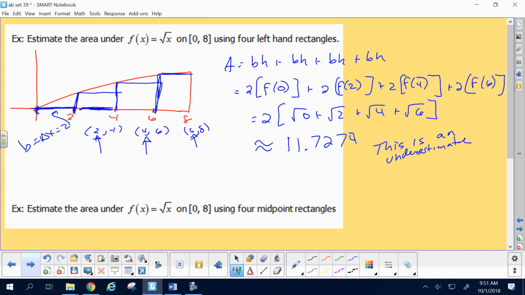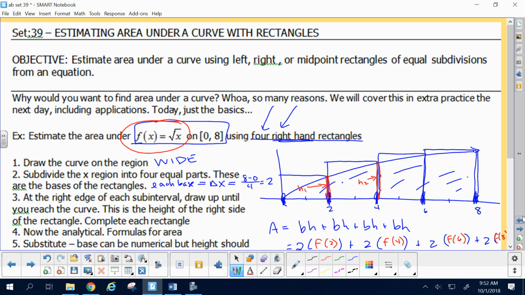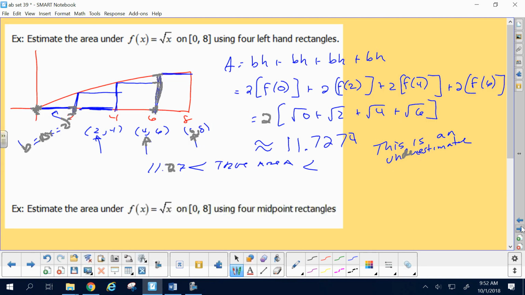If you have an increasing function, the left side will be the least of the y values, so it will be below this curve, and you'll get an underestimate. So couldn't you also say the true area then would be between the two answers, between the overestimate and the underestimate? It's got to be, I know the true area under the curve should be greater than 11.2727, but less than our first answer, or whatever it was, 17.384.